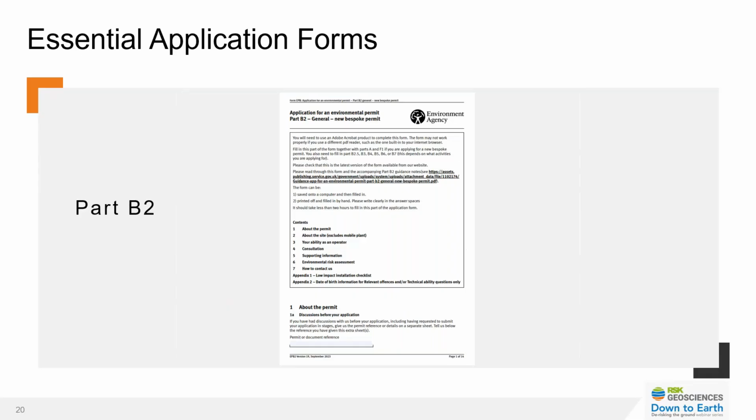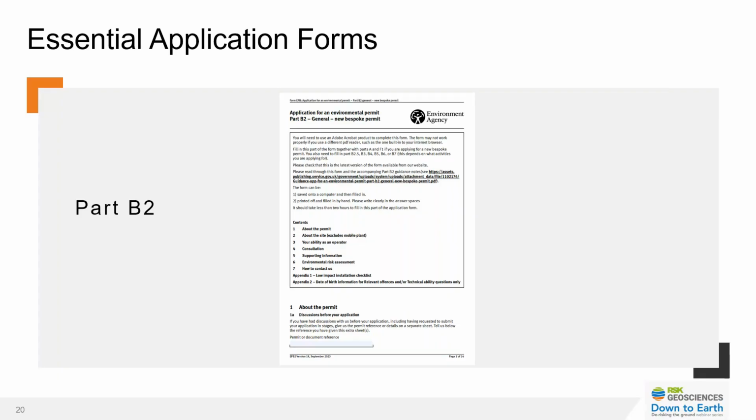Part B2 covers general details about the proposed activities, which will include details for the installation or the activities taking place, in this case, a water discharge activity when it relates to construction surface water. You'll have to provide national grid references for the site, for any discharge points, monitoring points, and sampling points that will be adhered to throughout the life cycle of the construction site.